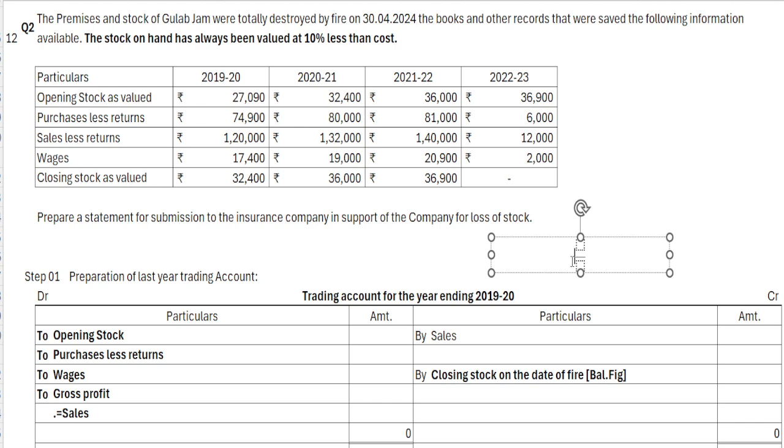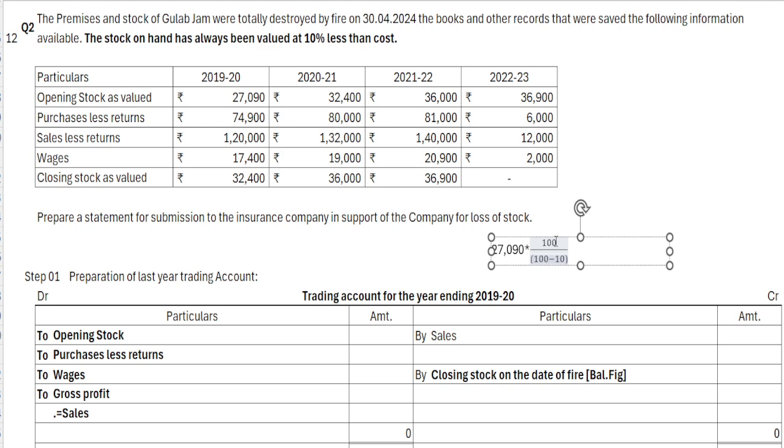What is the opening stock? 27,090. We need 100%. 27,090 is 100 minus 10% less, so minus 10, which is 90%. This is the 90% value. 27,090 is the 90% value.